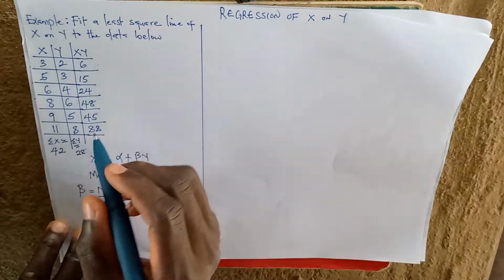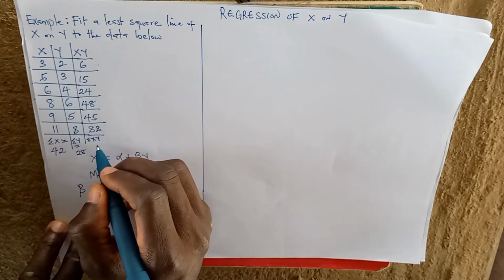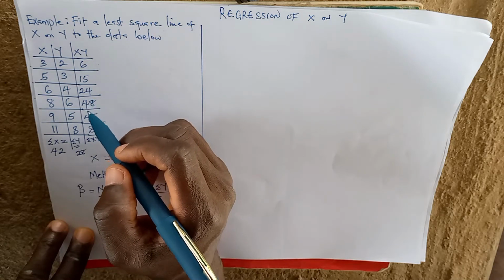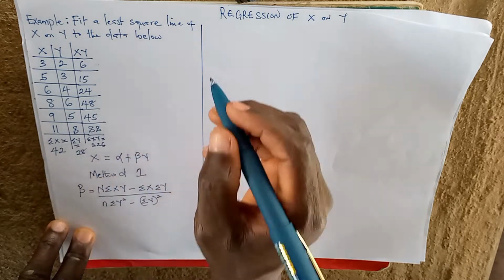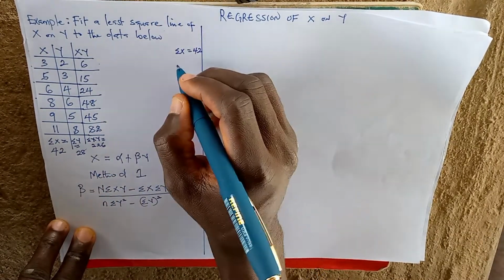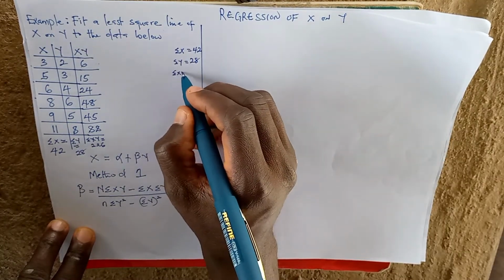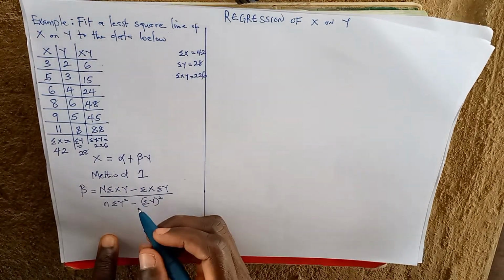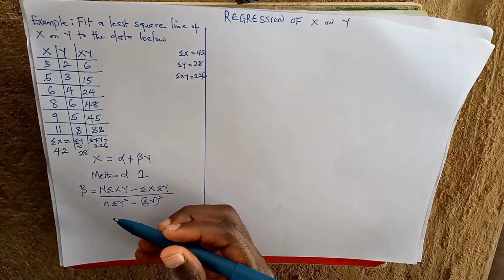Now we need summation xy, and summation xy will be equal to 6 plus 15 plus 24 plus 48 plus 45 plus 88, and that is going to give us 226. So in short, here we have summation x equal to 42, summation y equal to 28, and summation xy equal to 226.